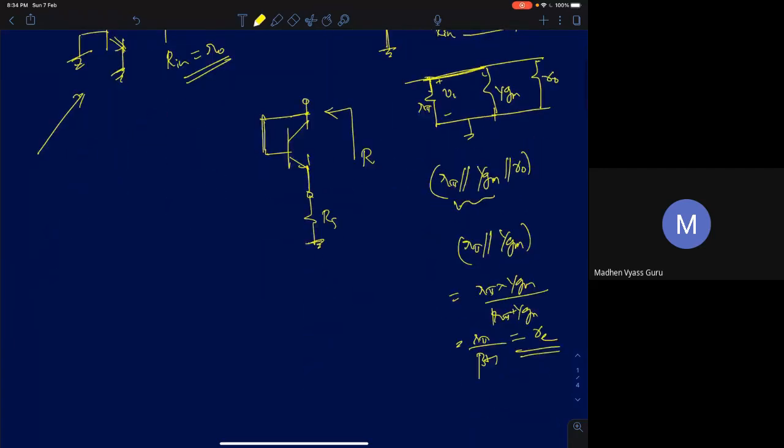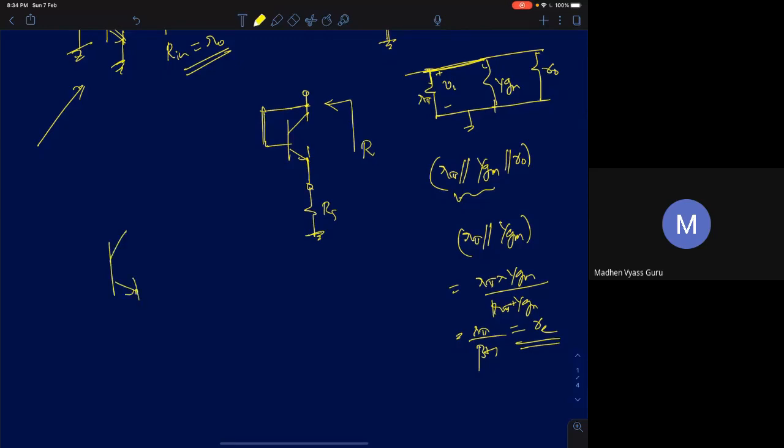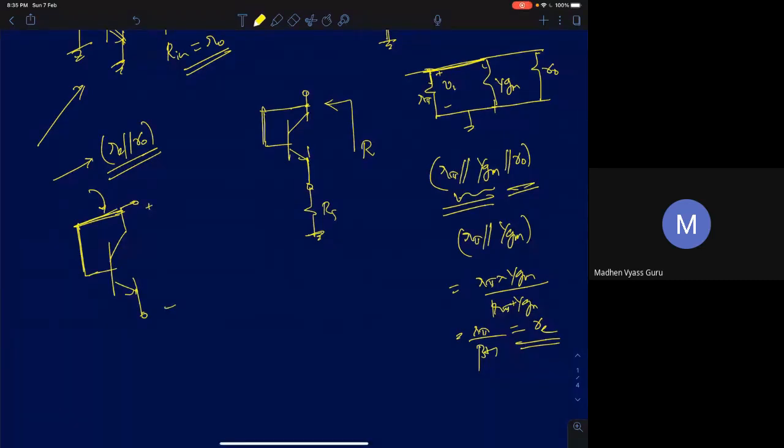Whenever you see a BJT, in fact, generally, this is the general trend: your small re will be smaller than R naught, right? What you get here is R pi parallel 1 by gm parallel R naught. You will later see this in MOSFET circuits, we will see this two-terminal device. I told you that either a BJT or a MOSFET is a three-terminal device, but the moment you short two terminals, it becomes a two-terminal device. As far as small signals are concerned, this two-terminal device will behave like a resistor.